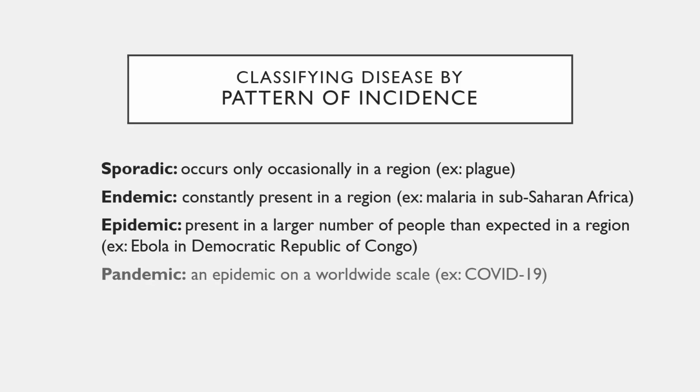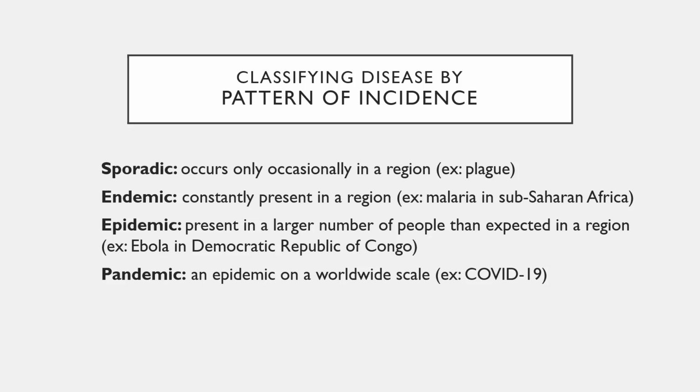A pandemic is an epidemic that occurs on a worldwide scale. An example, of course, is COVID-19. So this is where a larger number of people than expected are affected by a disease, but the extent of that impact is felt all over the world rather than in one region.